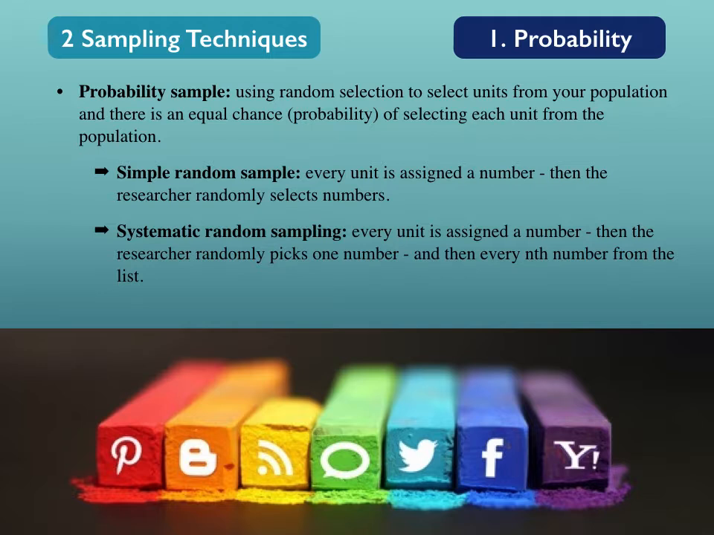Systematic random sampling is where every unit is assigned a number, just like in a simple random sample. Then the researcher randomly picks one number, and then every nth number from the list. So everybody has a number, and I pick a number, and I decide the interval is 3. So I pick 5. So every third number I pick again. So I pick 5, then 6, 7, 8. Then I pick 8. Then 9, 10, 11. So I pick 11. So that's systematic random sampling.